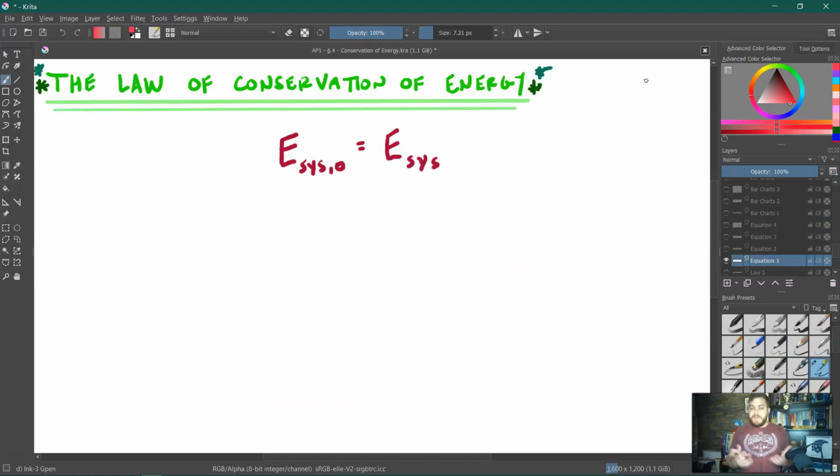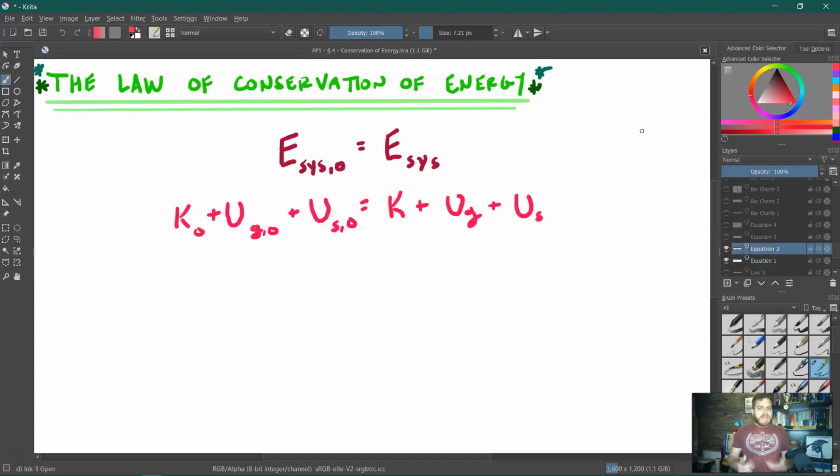Mathematically, this law can be stated pretty simply: the mechanical energy of the system initially will be equal to the final mechanical energy of the system. Well, what exact types of energy go into mechanical energy? We're going to have kinetic, gravitational potential energy, and elastic potential energy.